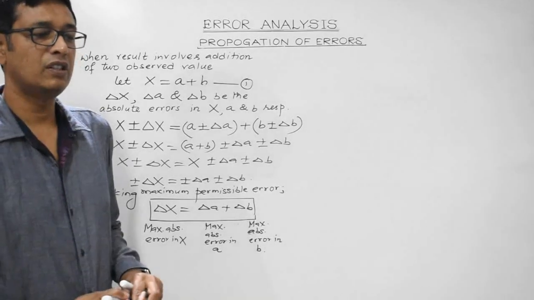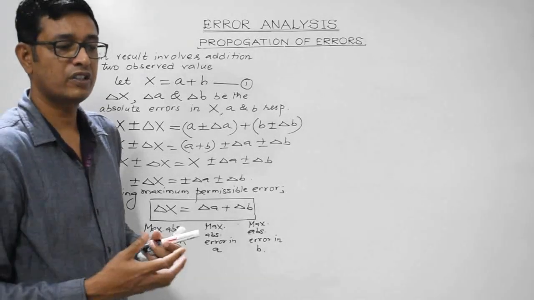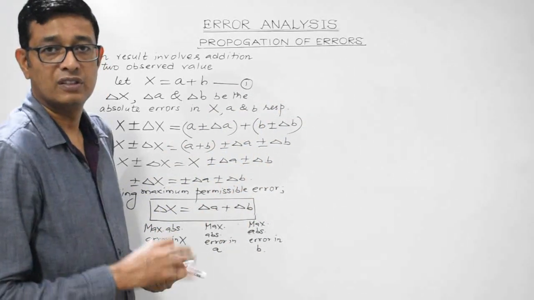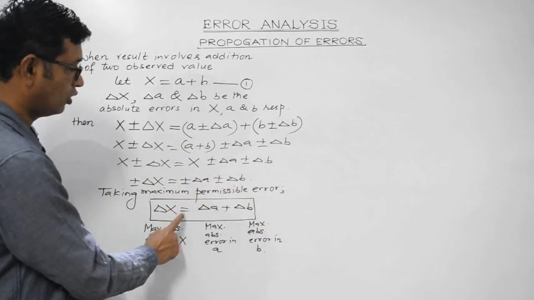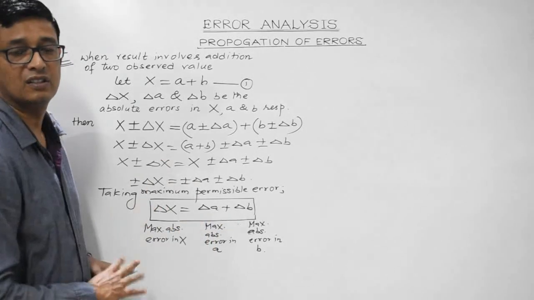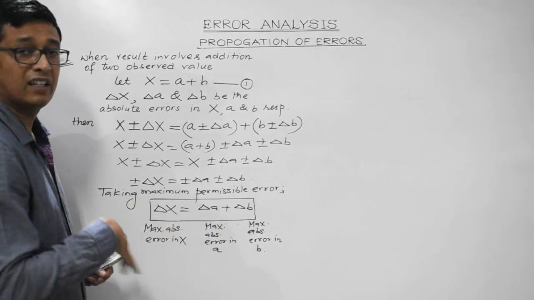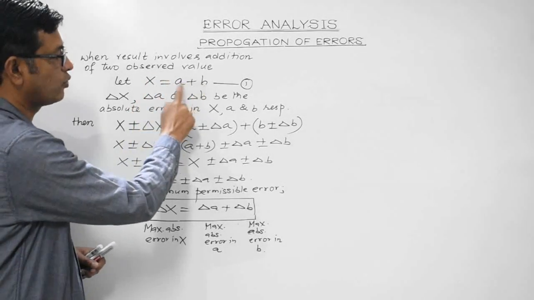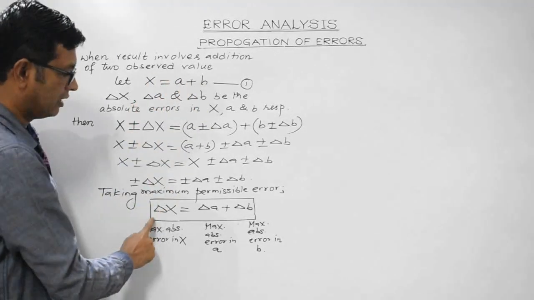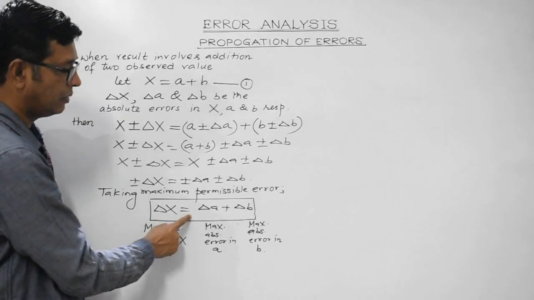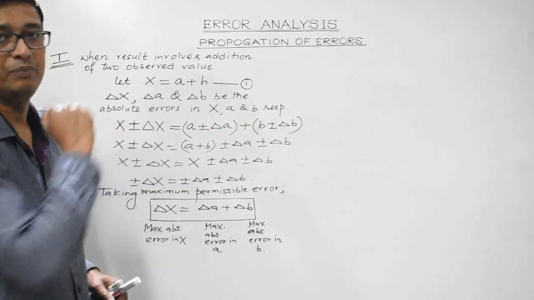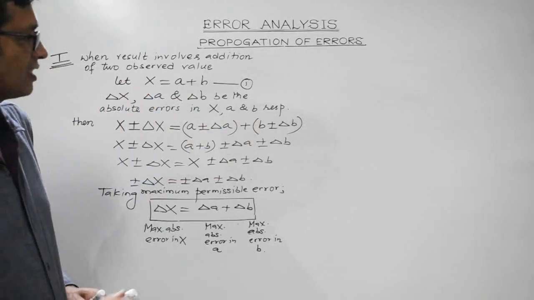So students, wherever you deal with a physical quantity which is given by the addition of 2 other observed values, then while dealing with errors, you always consider this particular result. So again I repeat the conclusion. Whenever the result involves the addition of 2 measured quantities, then the absolute error in the result is given by the sum of the maximum absolute errors in a and b, right? Let's consider an example.